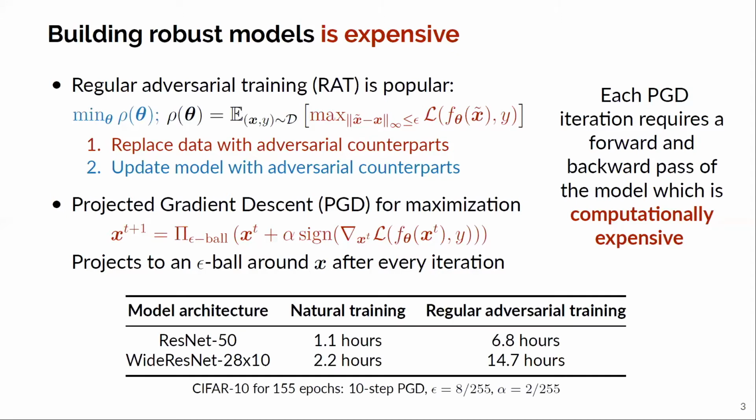This table here compares the training time taken to perform natural and regular adversarial training with the CIFAR10 dataset with two popular deep neural network architectures. As expected, regular adversarial training takes significantly longer. The goal of this work is to reduce the time taken for adversarial training, but still get performance on natural and adversarial samples that is comparable to regular adversarial training.